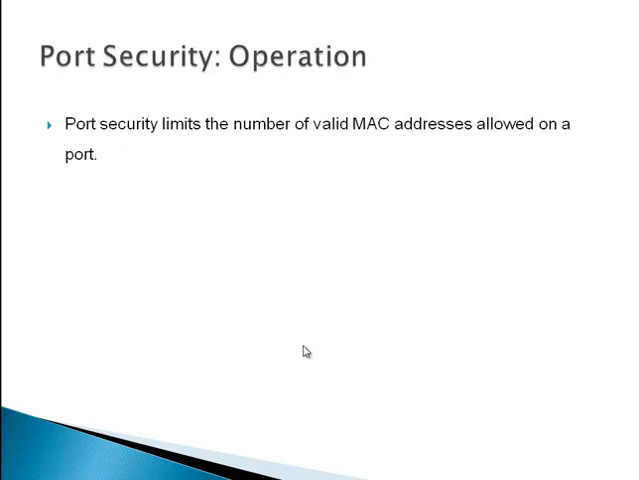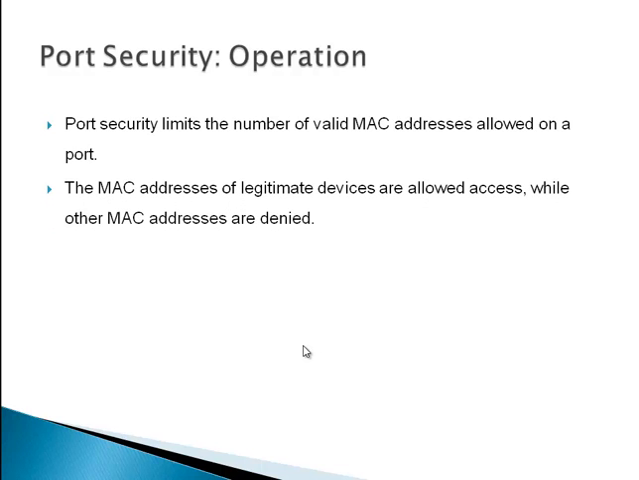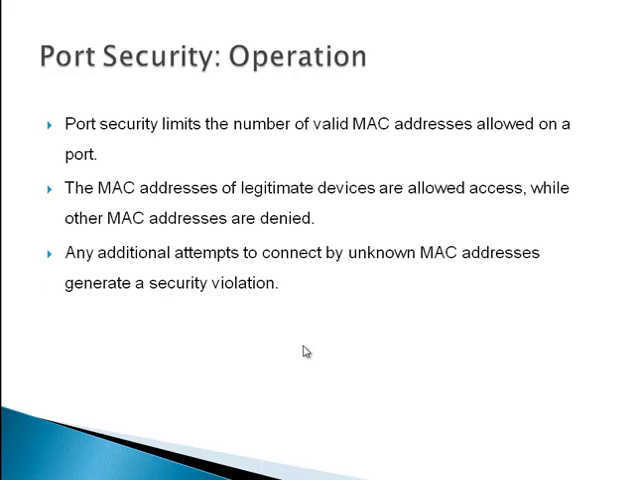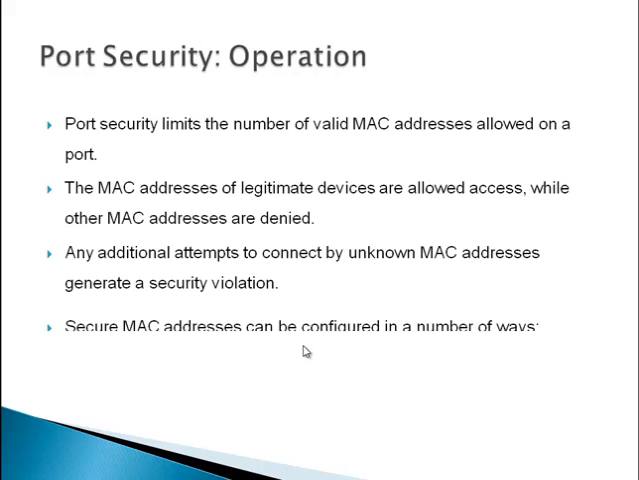Port security. Port security limits the number of valid MAC addresses allowed on a port. For example, if one cubicle has one PC in it, you want to enable only one MAC address to be allowed on that port. The MAC address of a legitimate device is allowed access, while other MAC addresses are denied. So your PC at the cubicle is allowed to go to the rest of the network. If that cubicle user brings his laptop or another device, that will be denied. Any additional attempt to connect by unknown MAC addresses will generate a security violation.